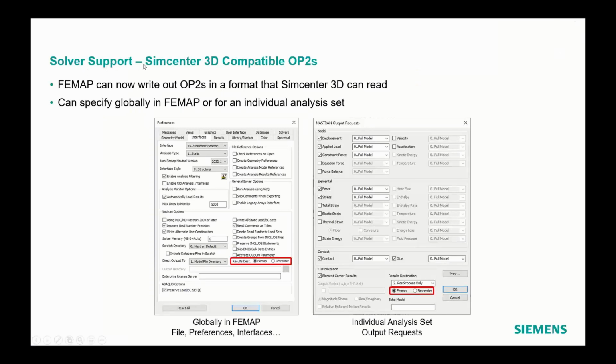All right, going into the solver support. If you ever have to use Femap and SimCenter together, this is going to matter to you. Now you can choose whether you want Femap to output your results in a Femap OP2 or a SimCenter OP2. So if you were working in SimCenter 3D, but you wanted to import Femap results, I assume you would check this box globally in your Femap file preferences or locally in your individual analysis set output requests. This one will kind of set the default, and then this one will override that default if you need to change it.